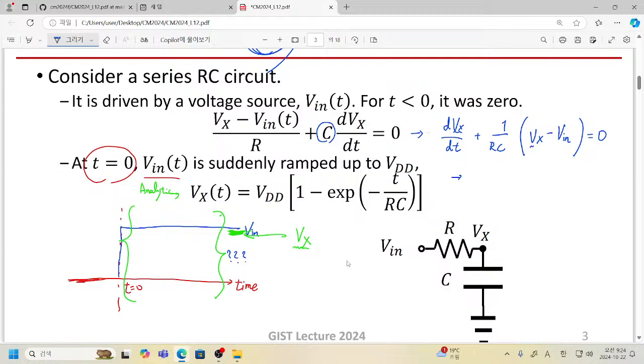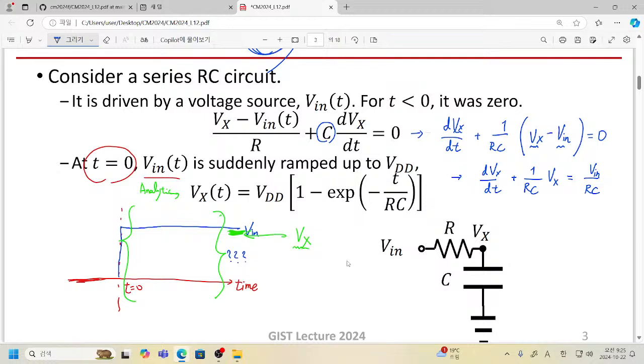This is quite straightforward, and when we observe this equation, Vx is regarded as an unknown variable. We wanted to know this one. And how about Vin? In this case, this is regarded as a known variable. So let's separate it that way: dVx/dt plus 1 over RC Vx should be balanced by Vin divided by RC. So this is the equation we have to solve.